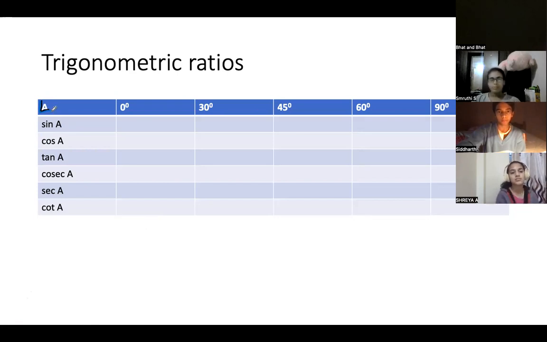So sine of angle A. If you want theta, you take theta only, whatever is comfortable for you. Take A, B, C, D, whatever you want. So these are standard angles: 0 degree, 30 degree, 45 degree, 60 degree, and 90 degree. How to remember this table? I will teach you a little easy method.